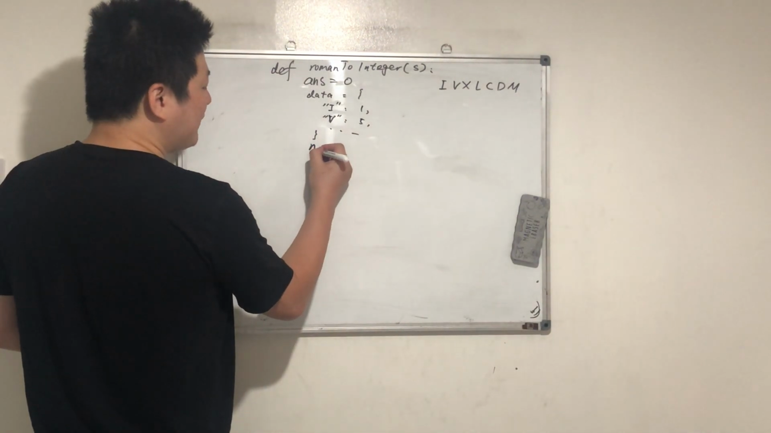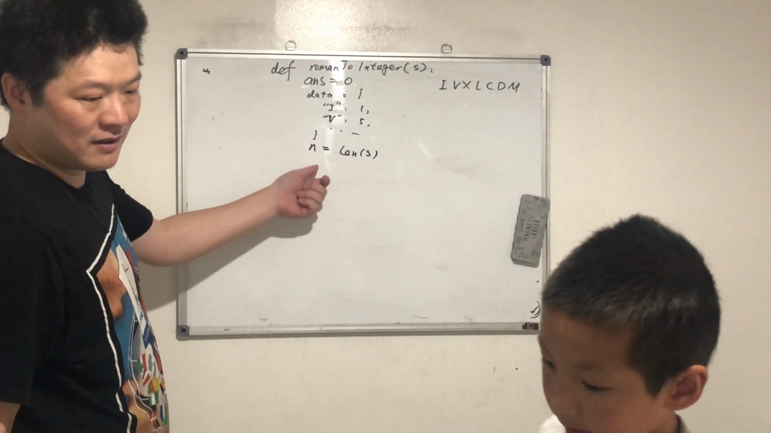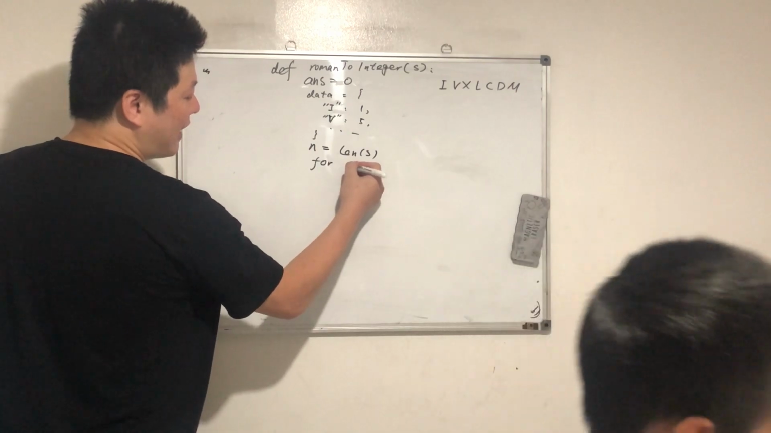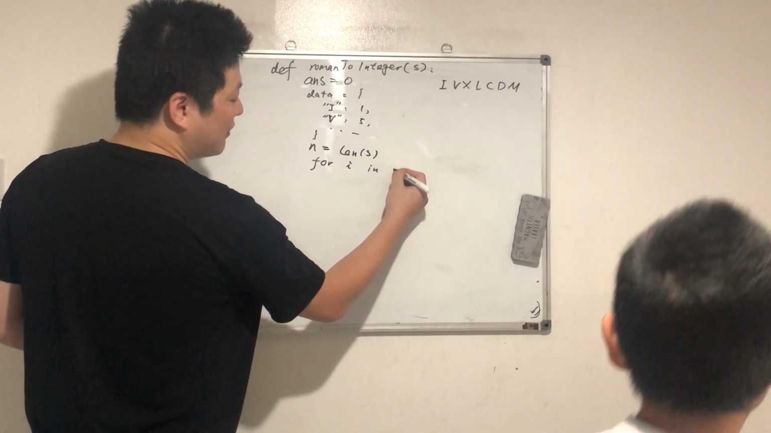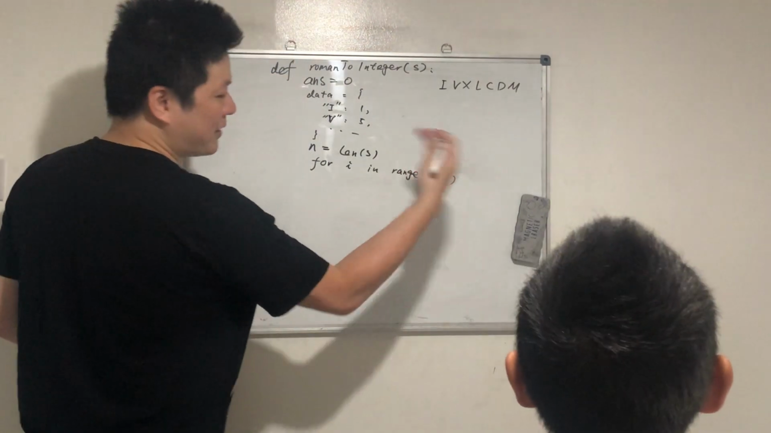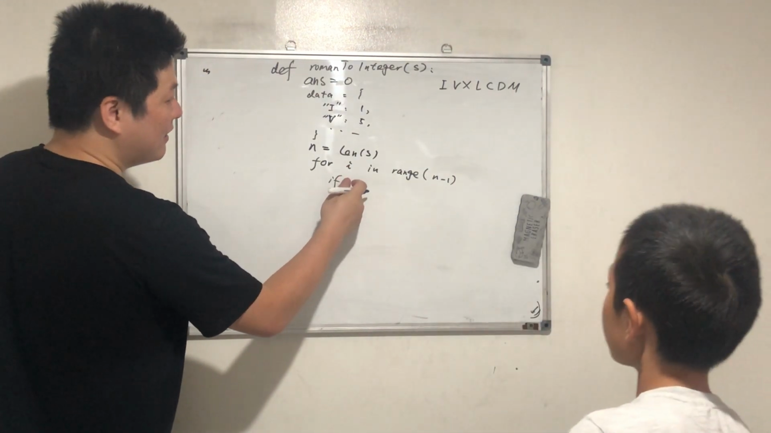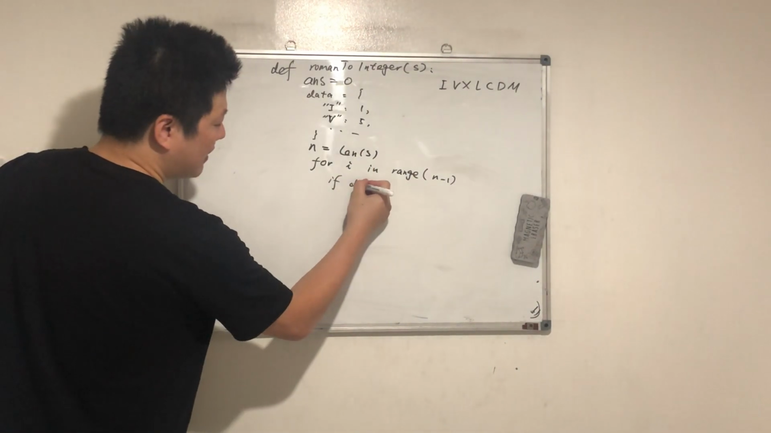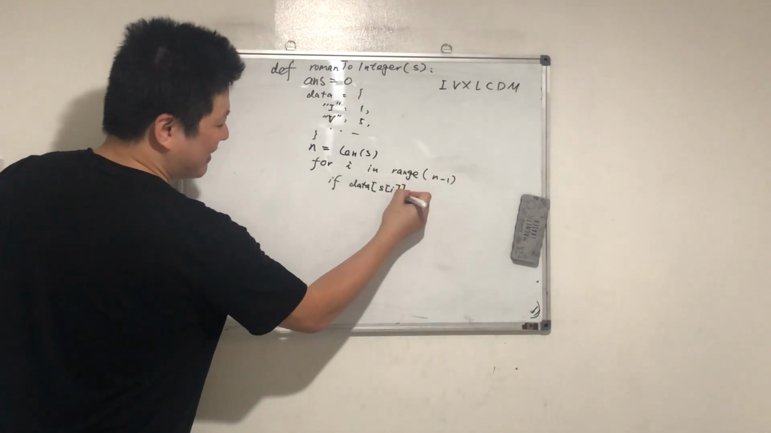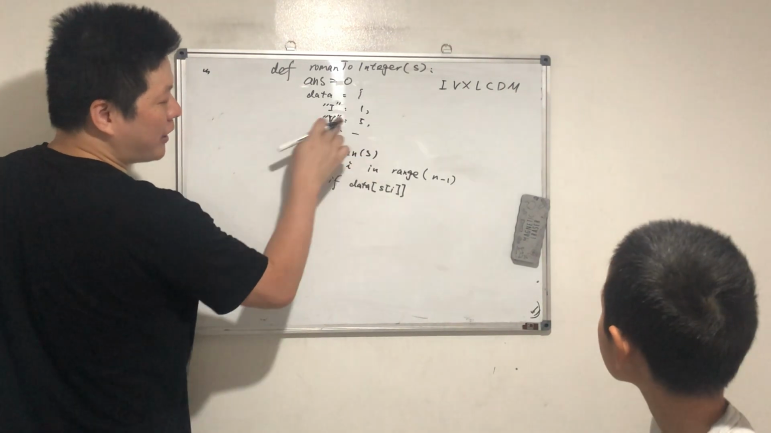Let's do this. N equals length of S, so this is the number of characters in the string, right? And now we want to iterate for i in range n minus 1. We want to skip the last one first. If the current letter's value will be data of S[i], S[i] is the current letter. And data, we look up the value.